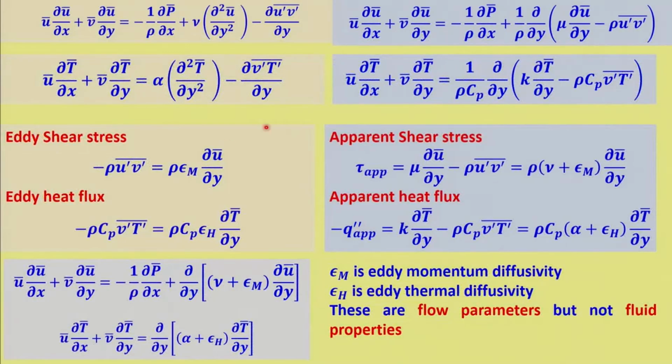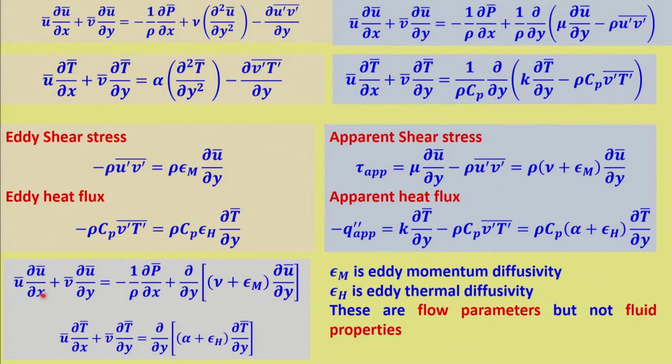And we rearranged these equations and wrote the eddy shear stress, minus rho u prime v prime bar, as rho epsilon m del u bar by del y, as if it is like nu; for laminar flow we wrote this as rho nu del u bar by del y. Note that epsilon m is dependent on the fluid flow but not on fluid properties. The eddy heat flux was defined as minus rho Cp v prime t prime bar equal to rho Cp epsilon h del t bar by del y.